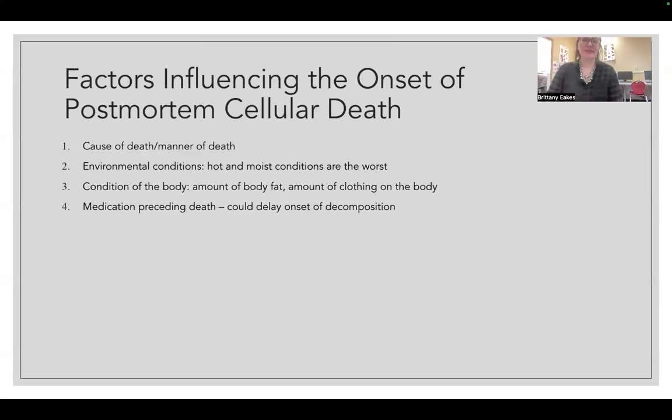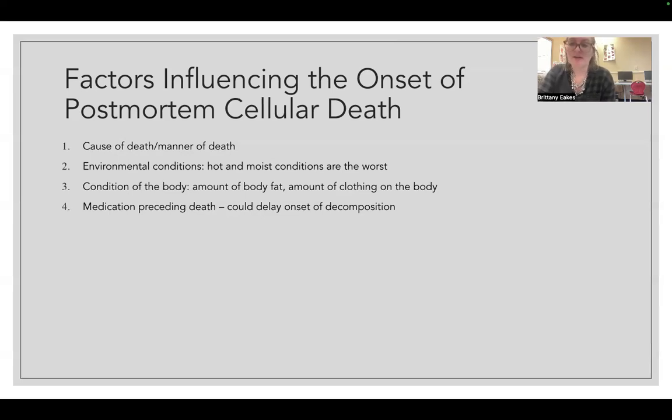There are factors that influence the onset of postmortem cellular death. This could be the cause of death or the manner of death. Depending on how sudden or drawn out it is, it can really influence this, as can the kind of medications that person was on and environmental conditions. Hot and moist are always the worst conditions. Heat always accelerates chemical changes.